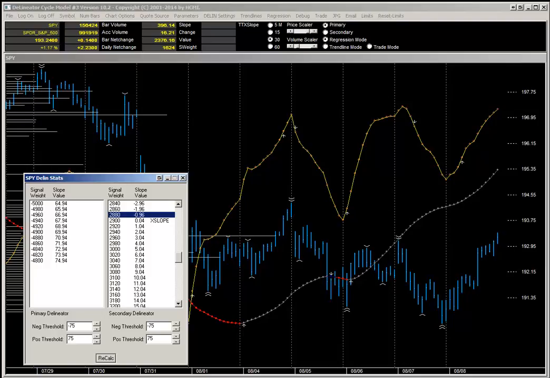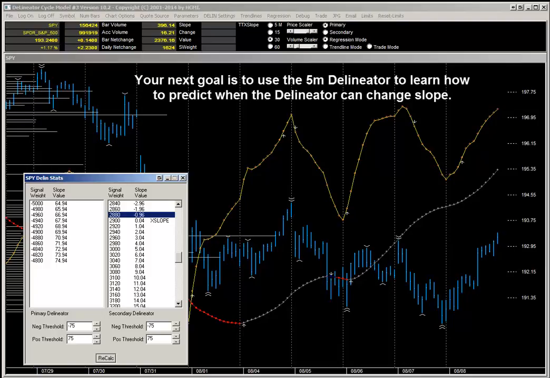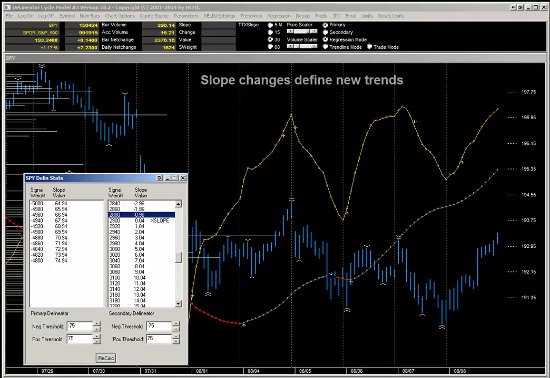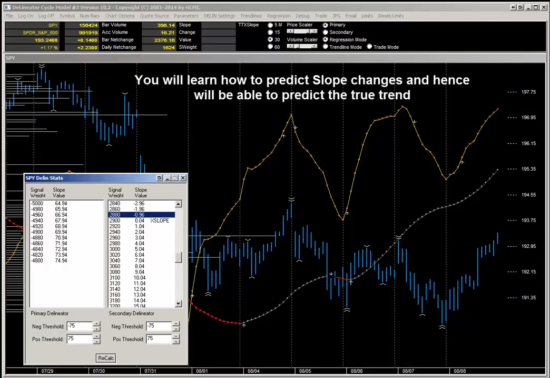Moving forward, using the 5-minute delineator for several weeks is what you should focus on, with the goal of learning how to determine when the delineator can change slope and when it cannot. Because when the delineator changes slope is when new trends are born. And that's what you'll need to learn how to recognize. And that's something that only time can show.